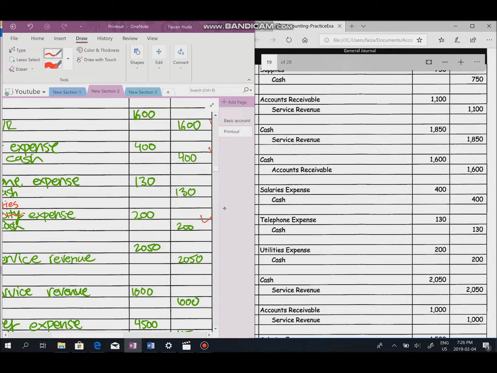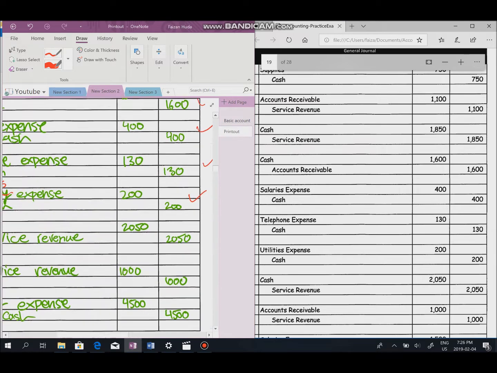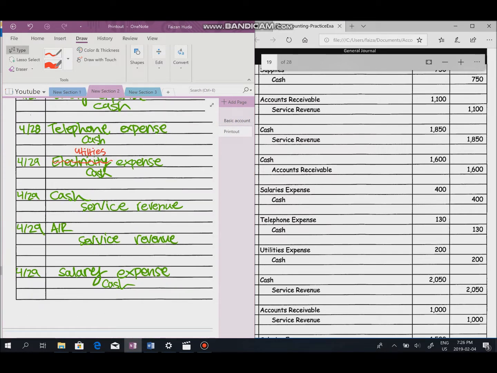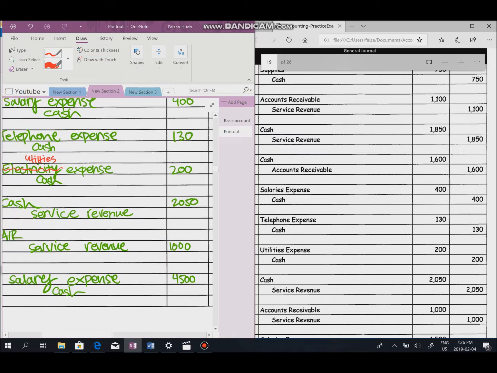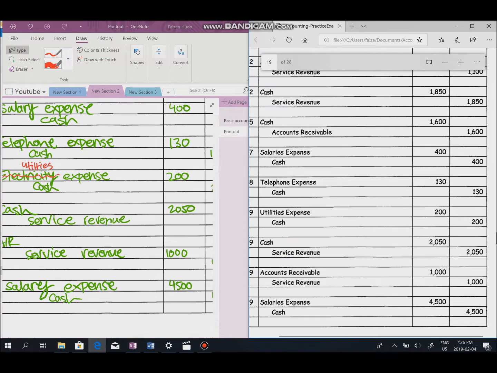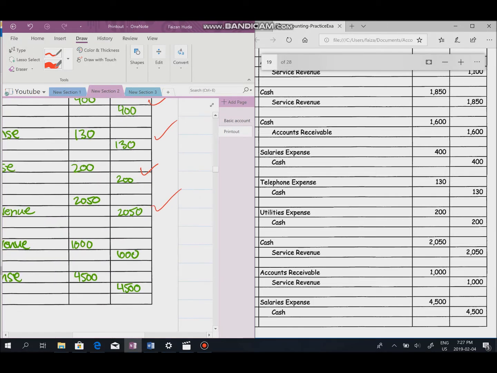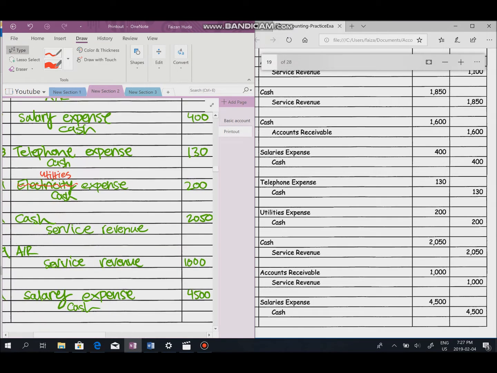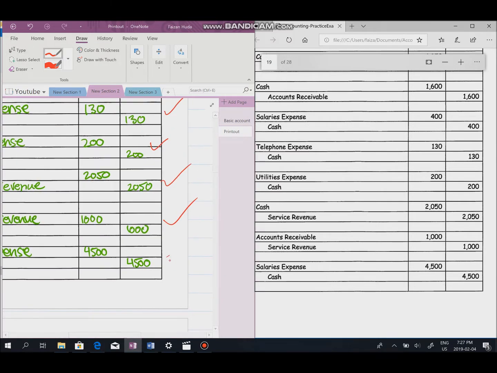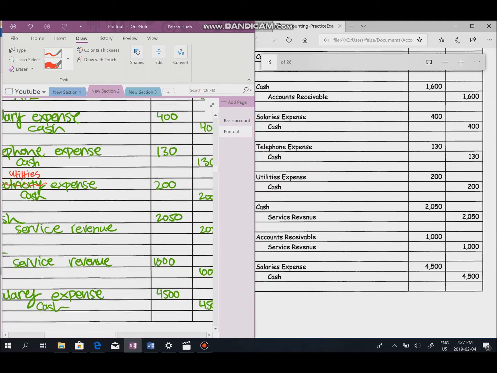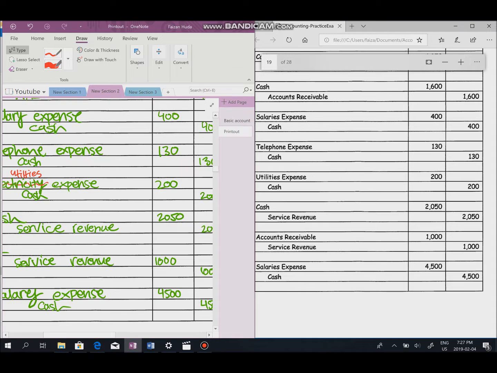Yep, we're right. Cash and service revenue for 2050, we're right. Accounts receivable and service revenue, we are right. Salary expense and cash, $4,500, we are right. So this is how you do your journal entries.